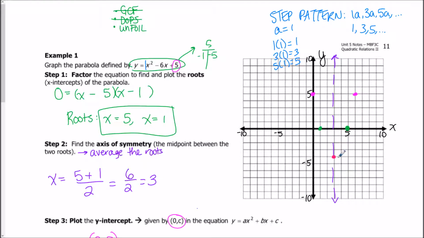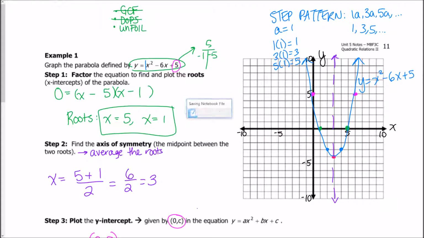So let's see if this works. So I go over 1 and up 1 because my first step is 1. Then I go over 1 and up 3, and there's my root. Go over 1 and up 5, and there's my reflection of my y-intercept. So it works. It goes through all of my points that I need it to go through. So if I connect my points right here, I've got my parabola, y equals x squared minus 6x plus 5, and I'm good to go for that question.